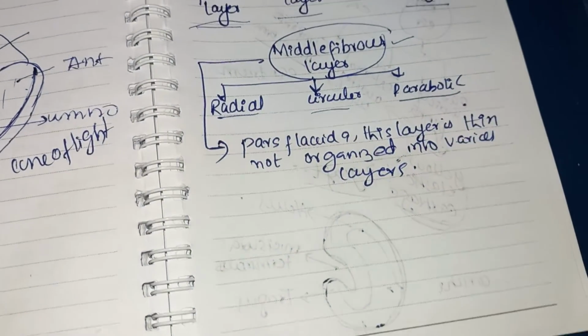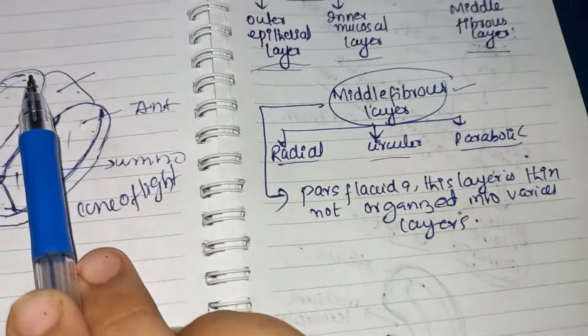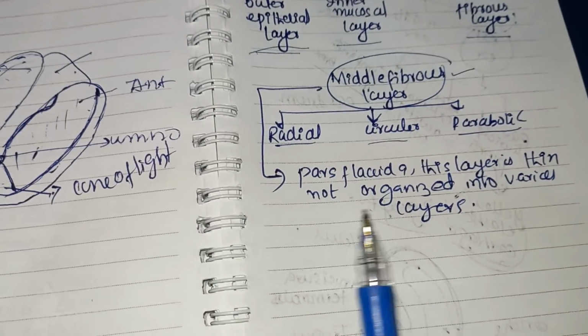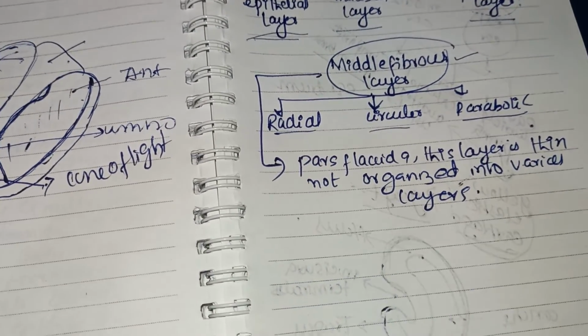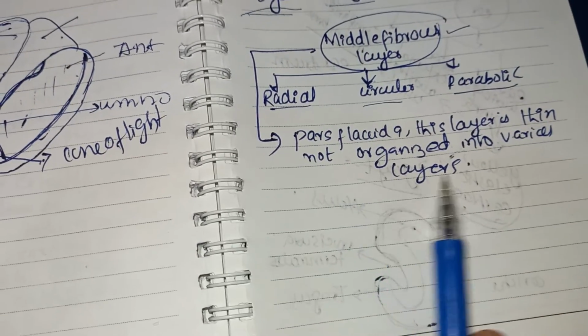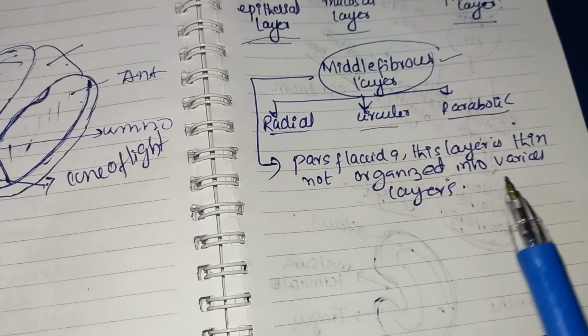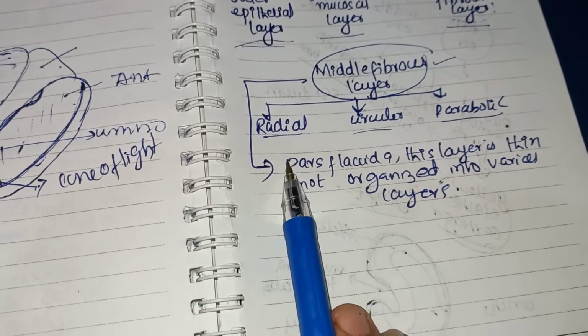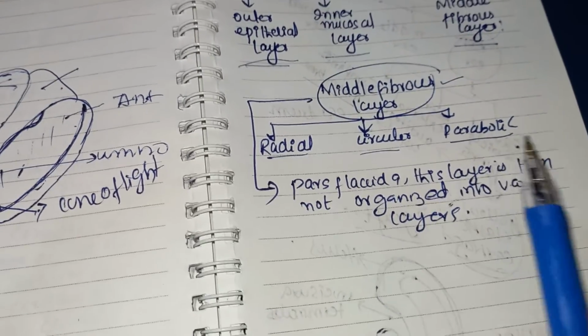So basically these layers are not arranged like that in the pars flaccida part, so that's why we are calling it pars flaccida. So this layer is thin because the fibrous layer is not organized into various layers like it is organized in the pars tensa into radial, circular, and parabolic forms.